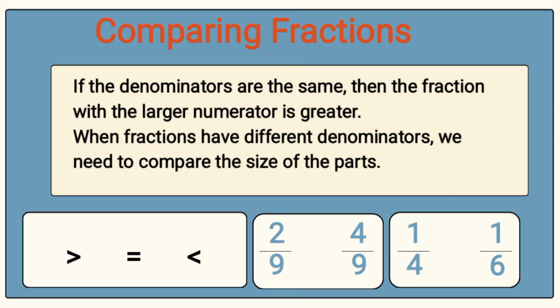Comparing fractions: if the denominators are the same, then the fraction with the larger numerator is greater. When fractions have different denominators, we need to compare the size of the parts. These are the symbols or signs used for comparing fractions: greater than sign, equal sign, and less than sign. These are the fraction sums you have to solve. Then tell me which fraction is greater, which is smaller, or which is equal. Then give me your answer in my comment box.